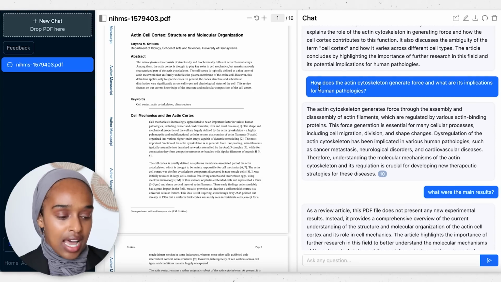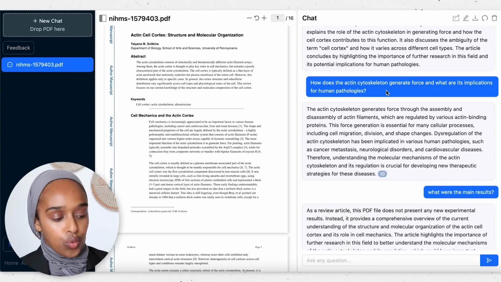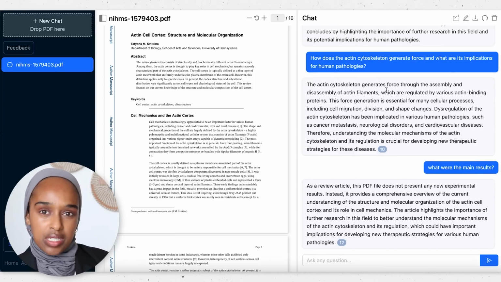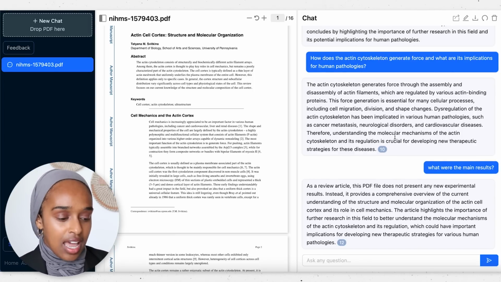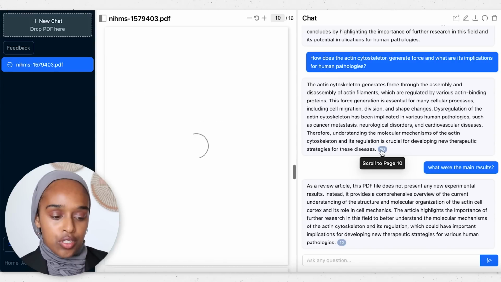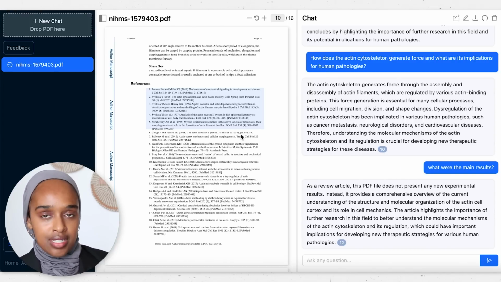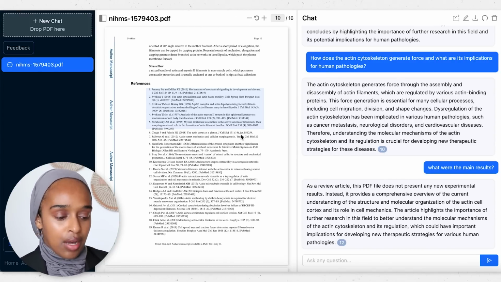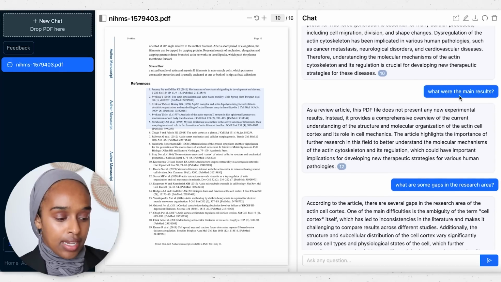The next thing I asked was, how does the actin cytoskeleton generate force? That's something a bit more specific, a little bit more scientific. Again, it gave me a really good summary, but it also told me to scroll to this area to get some references about what they're speaking about. So that's really good.